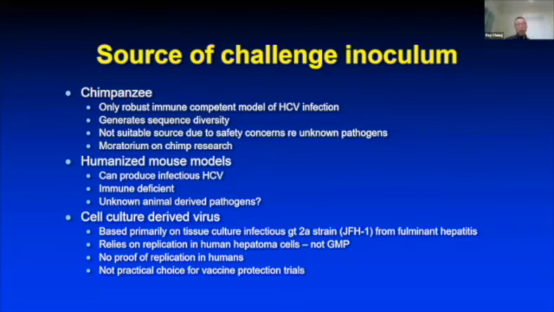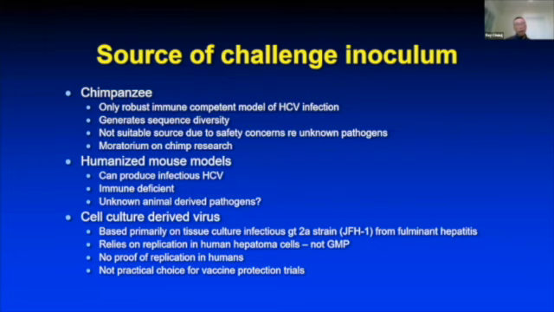Cell culture-derived virus is another potential source. The work of many on this panel has demonstrated that we can, in fact, take tissue culture adapted naturally occurring hepatitis C strains, such as the very well characterized JFH1 strain, and render it infectious in tissue culture. This is, however, a genotype 2A strain derived from a patient with fulminant hepatitis in Japan. So there are some theoretical concerns there.